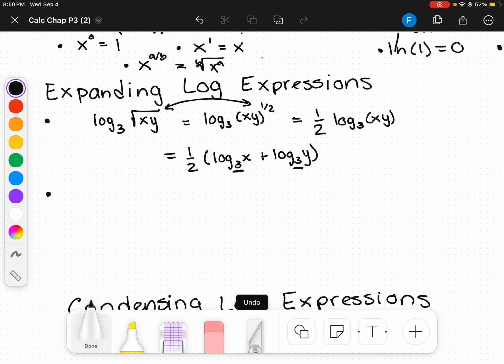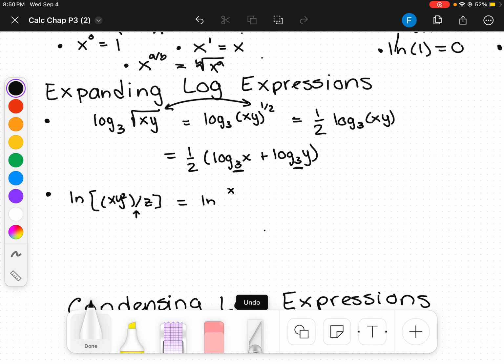You start with something kind of crunched together with just one log, and you expand it as far as you possibly can. Our next one, I'm going to use natural log, which again has that secret base e, and this is xy squared divided by z. Okay, so the first thing I see is this division right here. Well, one of our log rules said that if you have things that are being divided, and I'm going to actually rewrite this like this.